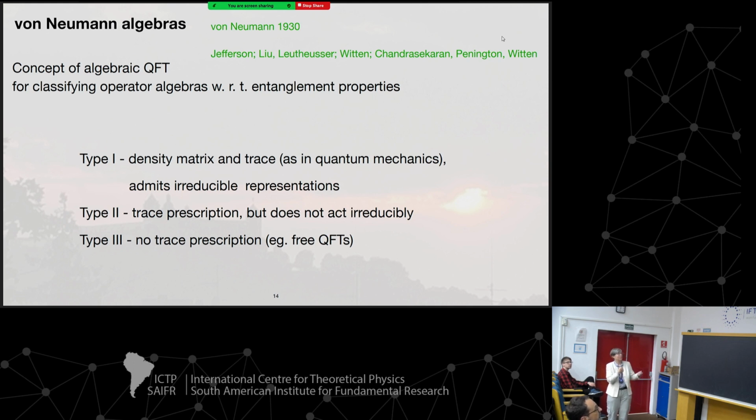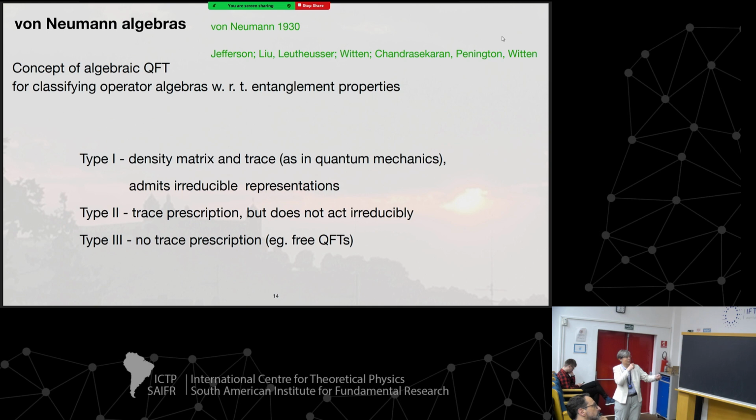So what are these von Neumann algebras? Well, it's a concept of algebraic quantum field theory, which can be used for classifying operator algebras with respect to their entanglement properties. This classification has 3 types, essentially type 1, type 2, and type 3. Type 1 is the one that you have in quantum mechanics, so I will talk about this quite a lot as an example for quantum mechanical systems. If you have a finite dimensional Hilbert space, a von Neumann algebra is first of all an algebra of operators that act on a particular Hilbert space.